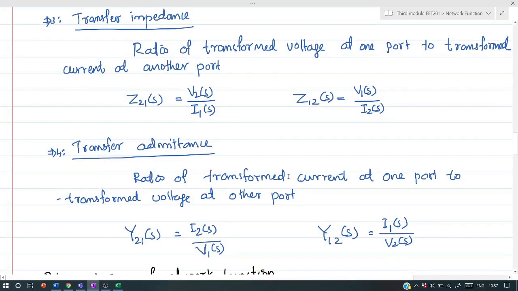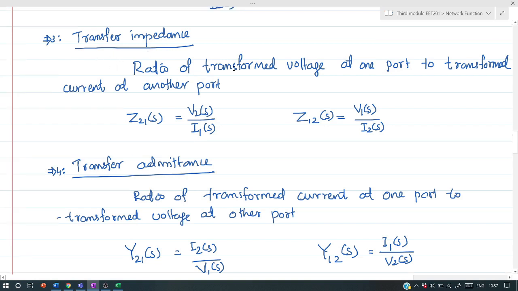So far we discussed transfer function, voltage transfer function and current transfer function. Here it is the ratio of voltage to voltage in two ports, that is voltage in one port to voltage in the second port, or current in one port to current in another port. Now let's see the transfer impedance and admittance. It is the ratio of voltage in one port to current in another port, or current in one port to voltage in another port. First of all, let's see transfer impedance.